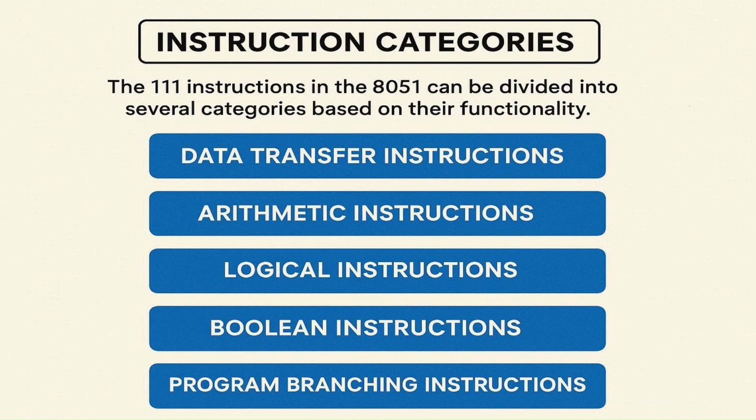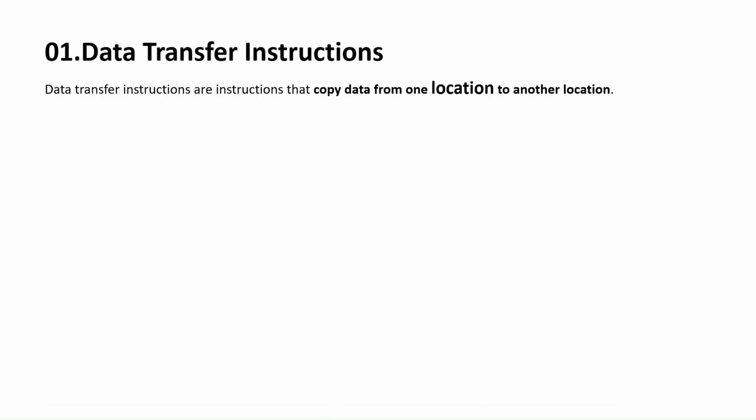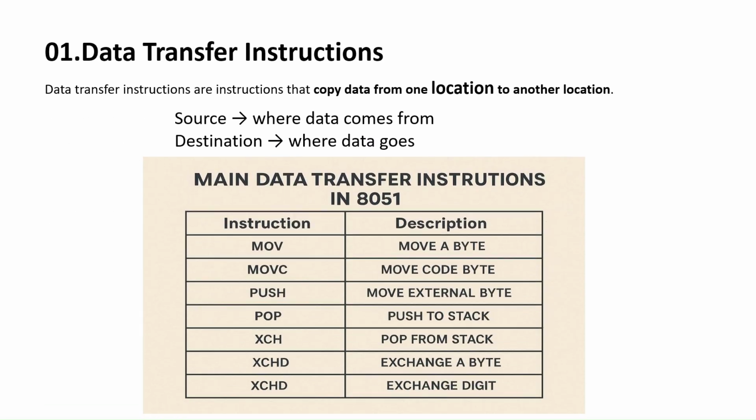Instruction categories. The 111 instructions in the 8051 can be divided into several categories based on their functionality. The major categories include data transfer instructions, arithmetic instructions, logical instructions, Boolean instructions, and program branching instructions. Let's briefly examine each category. Data transfer instructions move data between registers, memory locations, and input-output ports.